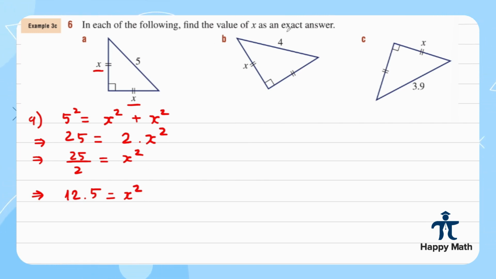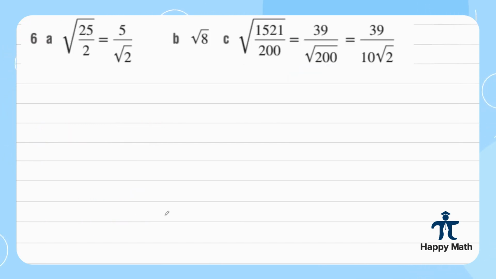And find the exact answer. Exact answer means you need to use the surd form. The surd form for h here will be the square root of 25 over 2, which is 5 square root 2 divided by 2 for h here. Is that right? Okay, I think so. Look at question A here.